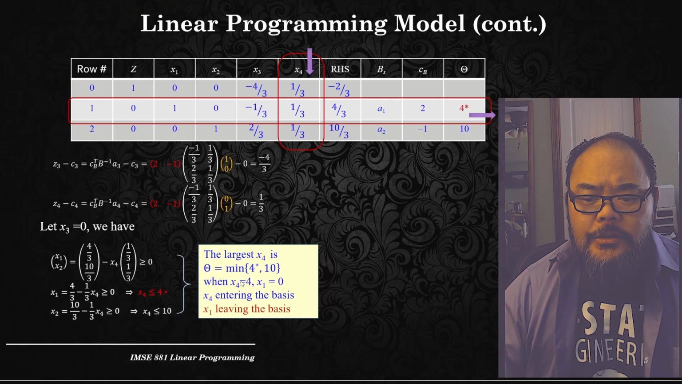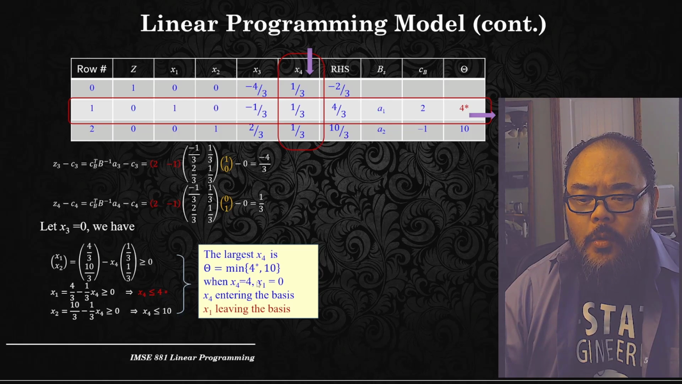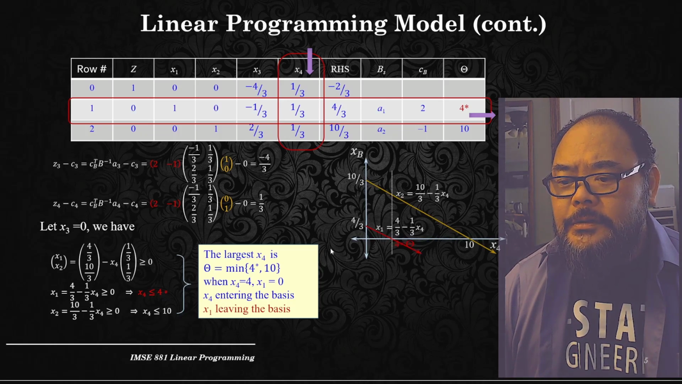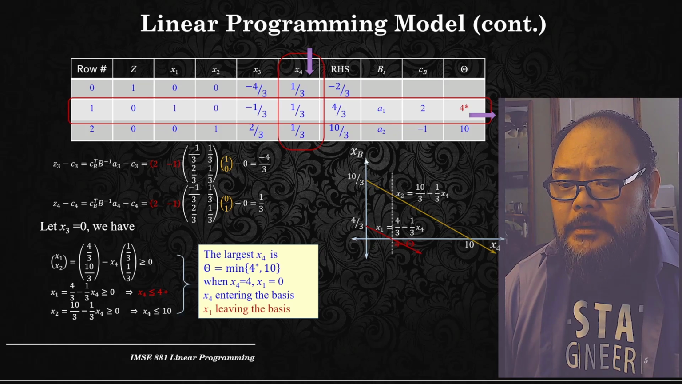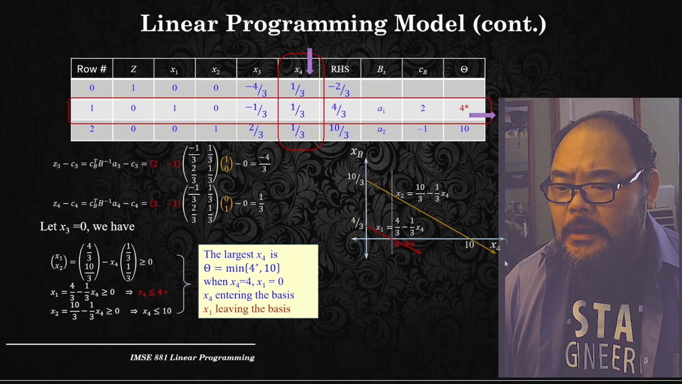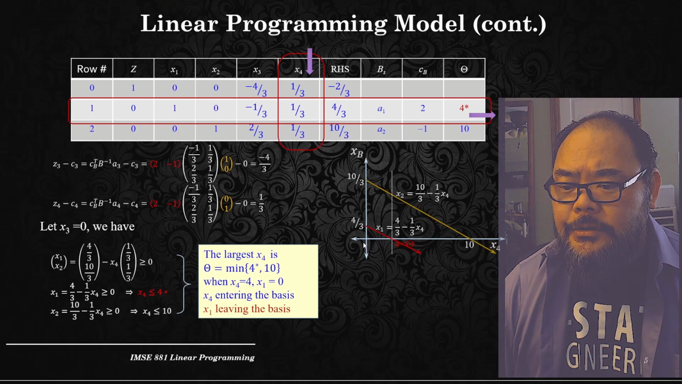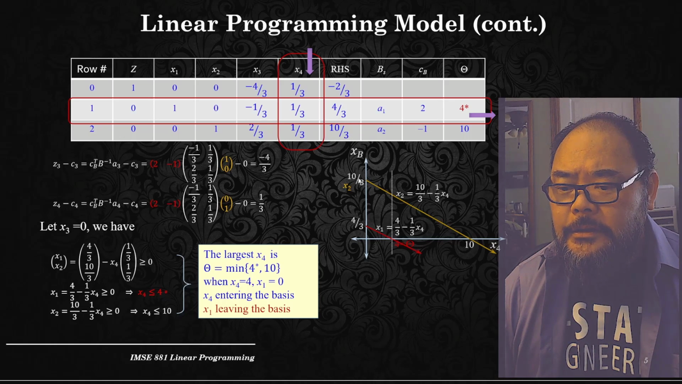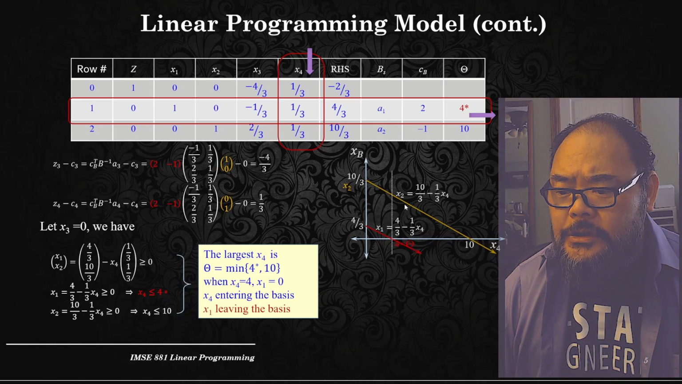So we know that in the new tableau, x4 is going to be equal to 4 and x1 becomes 0, meaning x4 entering the basis and x1 leaving the basis. So this is pretty much the drawing that I have. Okay, this is x4 when x4 gradually increases. See what situation happened. So this first one is x2, which is currently 10 third. When x4 keeps increasing, the value of x2 decreases.